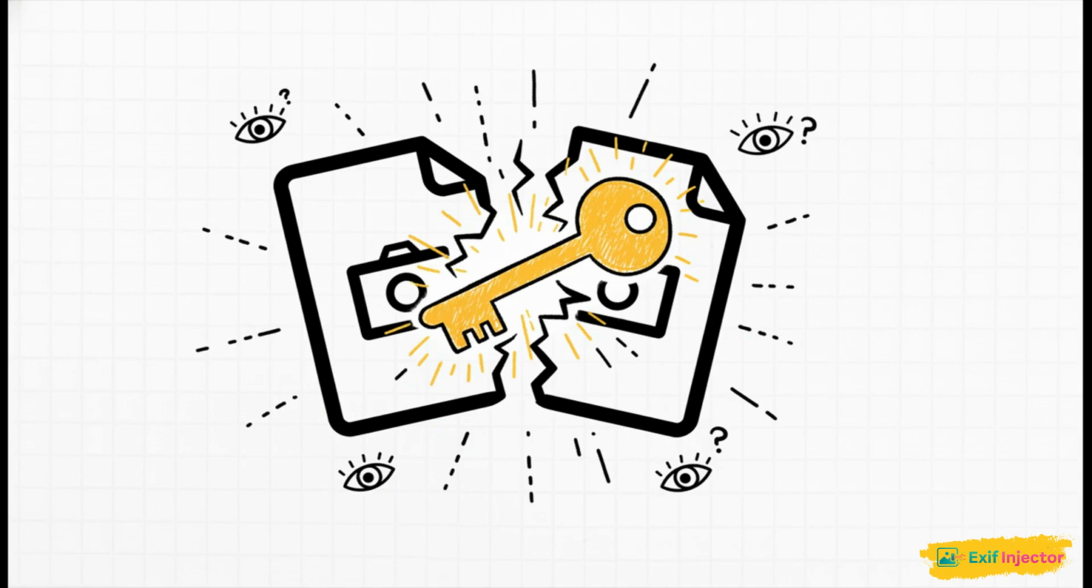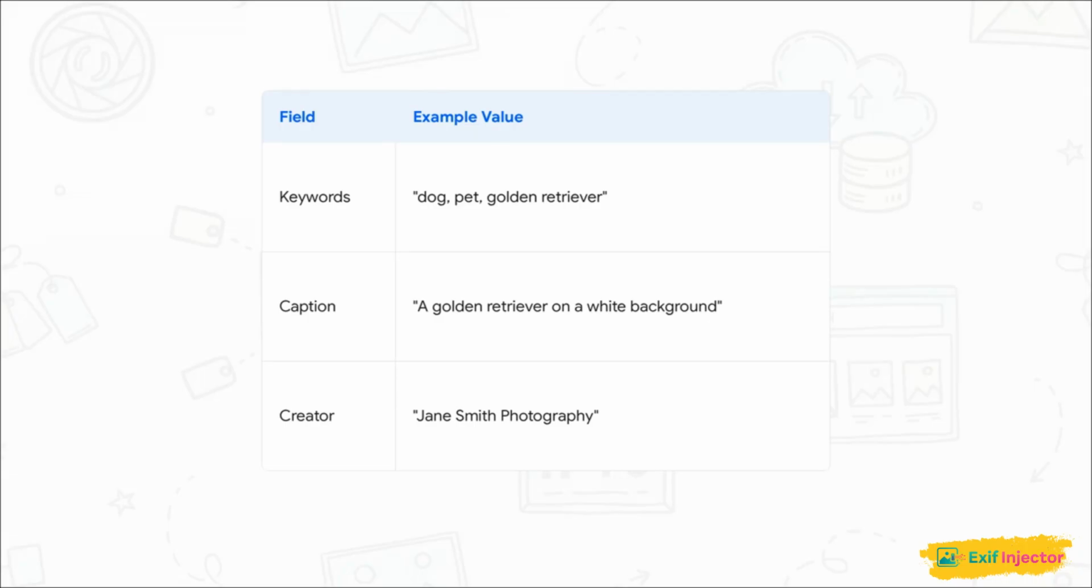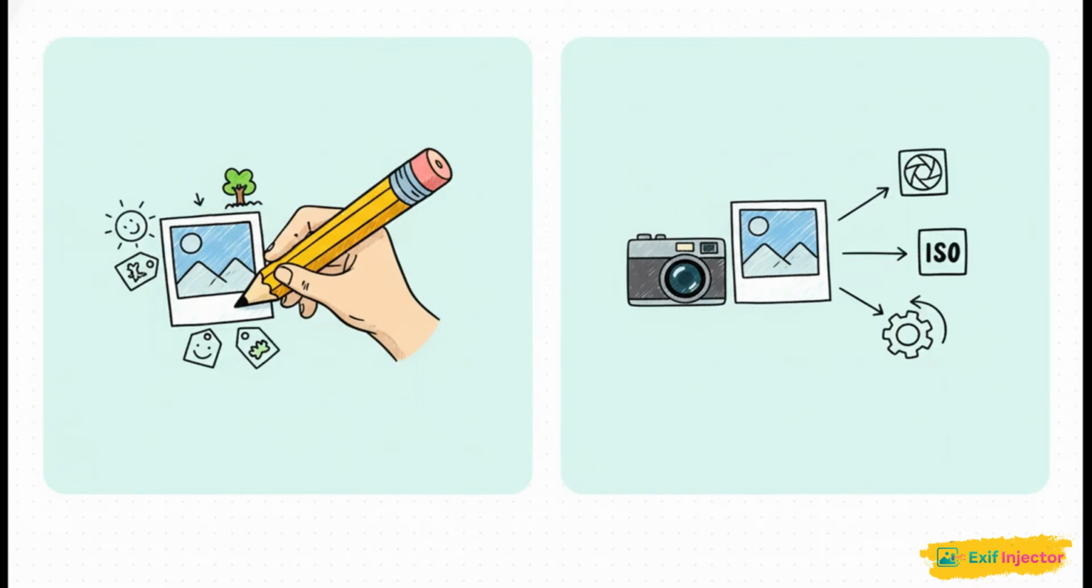So there's this secret weapon for getting seen, and it's hidden right inside your images. They're called IPTC keywords. Think of them as secret search tags baked right into the photo. This info literally travels with your image, adding context wherever it goes online. Now, don't mix this up with EXIF data. That's just camera settings, not what the photo is about.